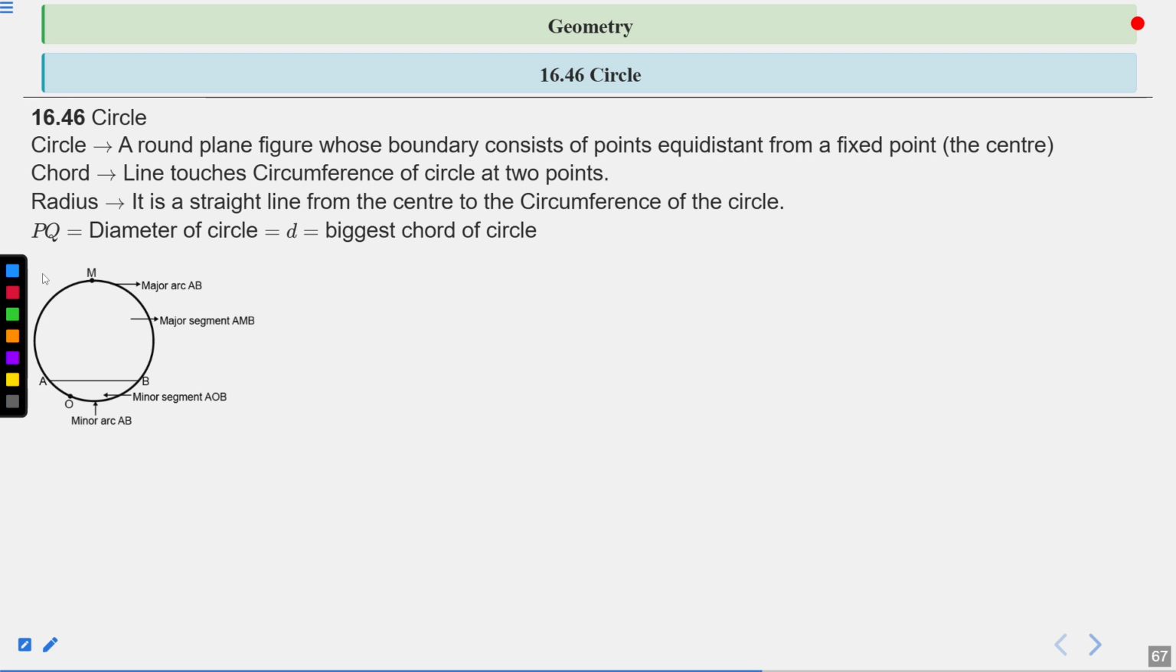AB is the chord and the area in that is called the minor segment, and this is called the minor arc AB. In the same way, the upper part is called the major arc AB, and this is called the major segment. The whole segment is called the major segment. This is called the minor segment. This is called the minor arc, and this is called the major arc. Now see the diagram. We have the radius and PQ is the largest chord.